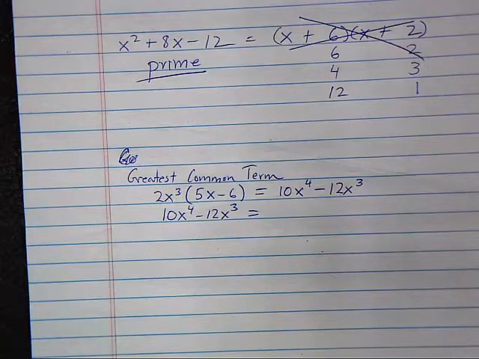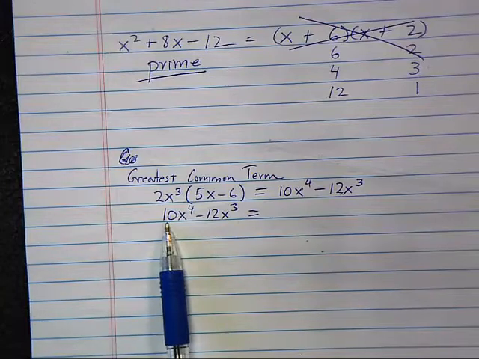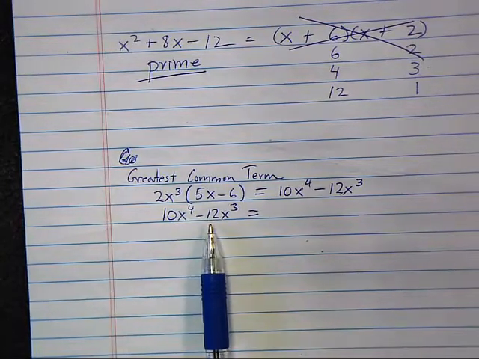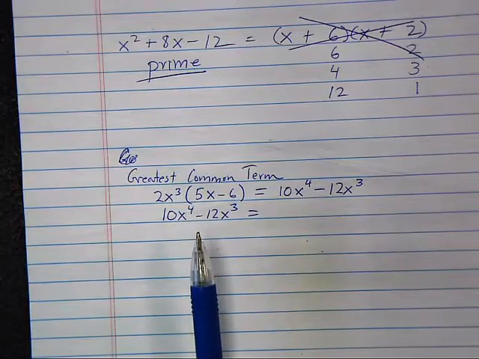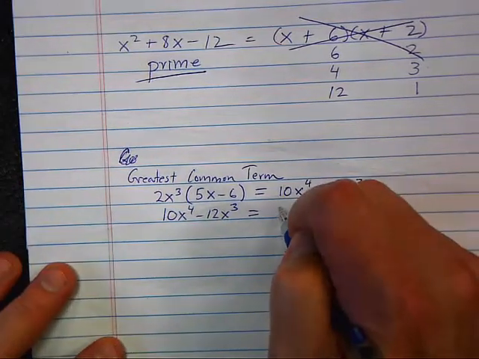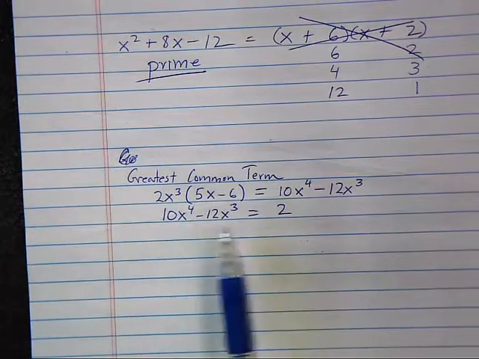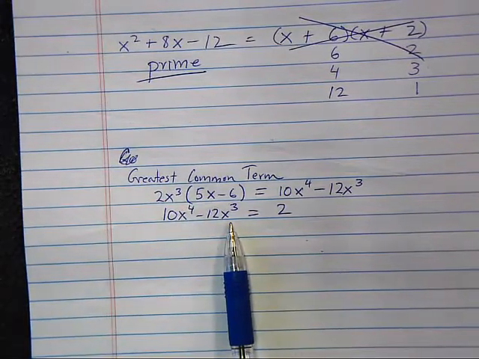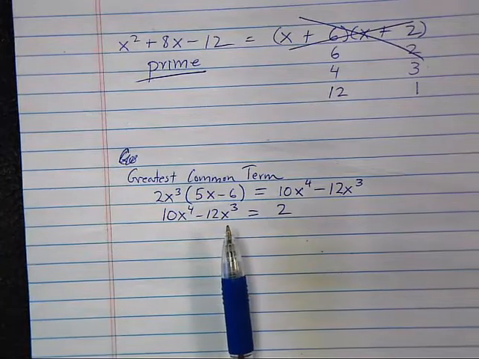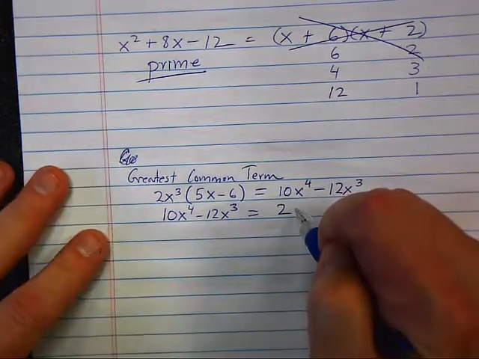What's common to both of them? For example, here, you would look at the numbers. You have a 10 and a 12. What's common for a 10 and a 12? 2. So you factor out a 2. Then you notice you have x's in each term. This one has an x to the 4th, this one has an x cubed. How many x's do they have in common? 3. So you factor out an x cubed.